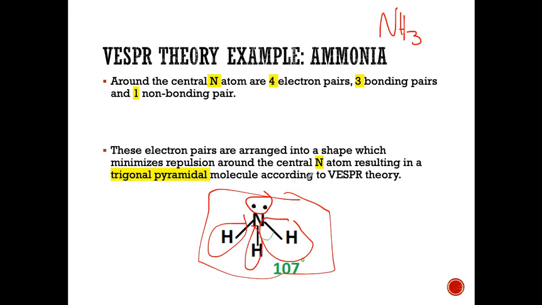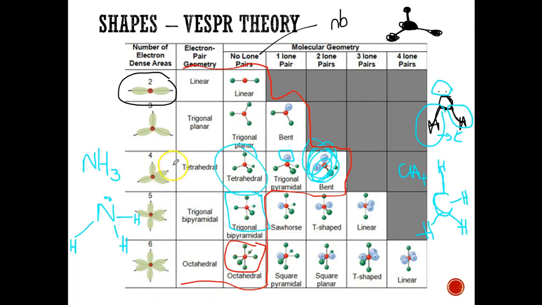Then you go into your whole blurb. These electron pairs are arranged into a shape which minimizes repulsion around the central nitrogen atom, resulting in a trigonal pyramidal model according to VSEPR theory. Again, something that you need to memorize. Don't worry about this angle. But how do we know it's trigonal pyramidal? Well, remember, it's got 4 electron pairs, but 3 are bonding and 1's non-bonding. If we go back to here, it's got 4 electron pairs or 4 regions of electron density. 3 are bonding, 1 is non-bonding. So if 1 is a lone pair, that's a trigonal pyramidal shape.